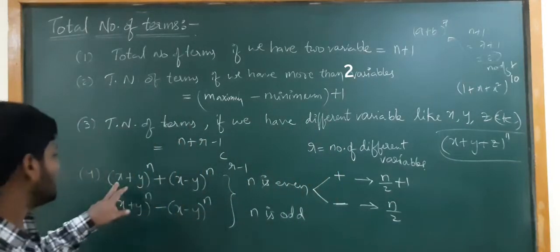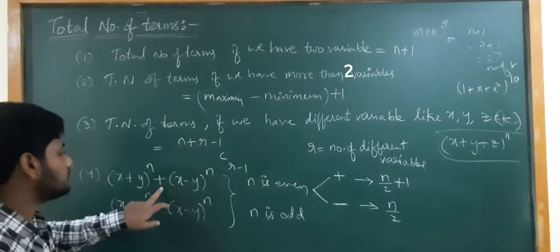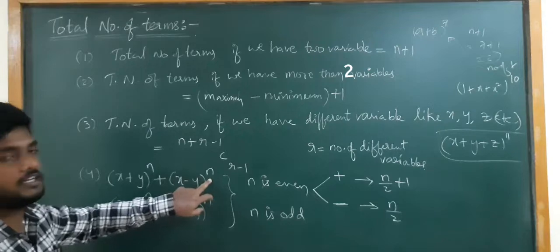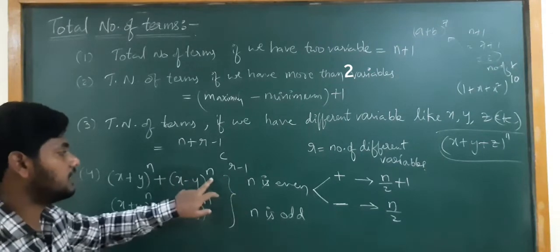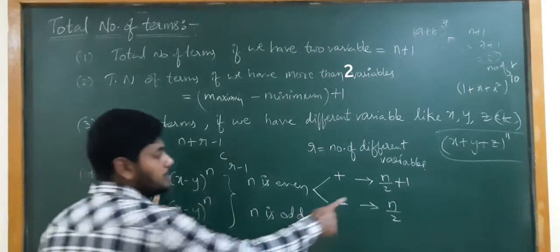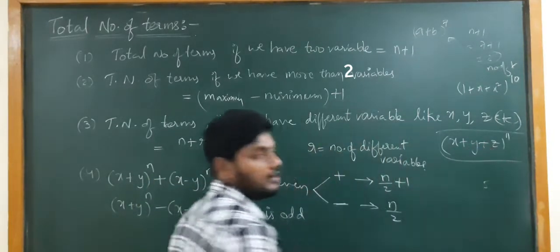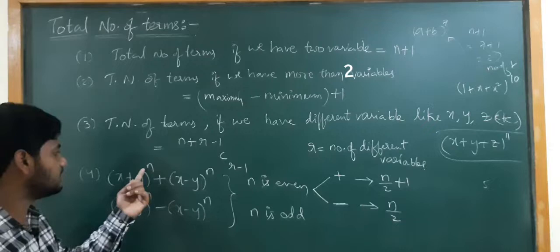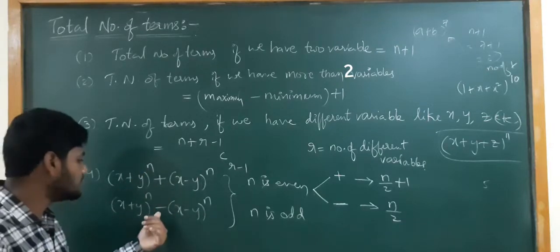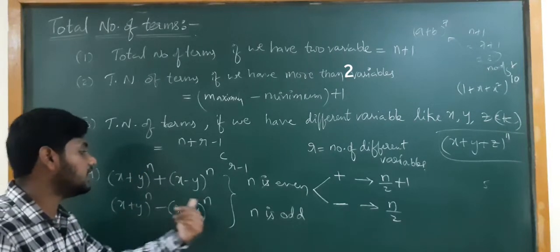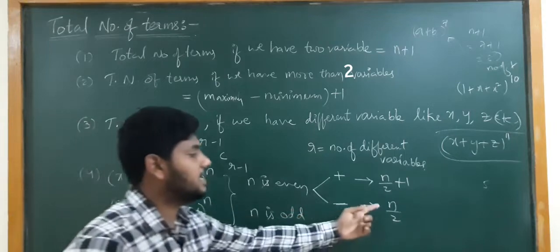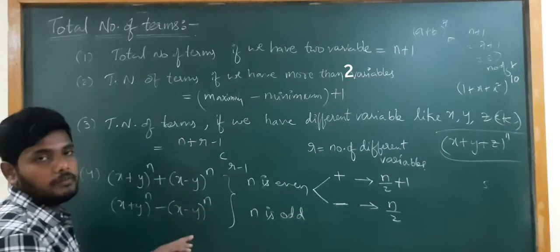For example, (x plus y) whole to the power of 8 plus (x minus y) whole to the power of 8. n is even, 8, and plus sign. Plus sign means 8 by 2, which is 4, plus 1, 5. That means 5 terms will be there if you expand this with power 8. If it is minus, n is even, 8, then the formula is n by 2, nothing but 8 by 2, which is 4.